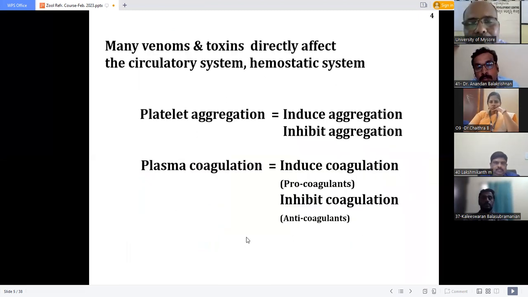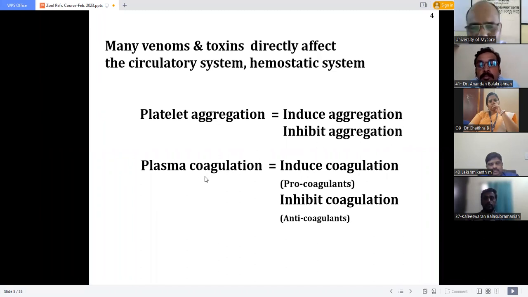So thus many venoms and their toxins directly affect the circulatory systems, particularly the hemostatic system. So as I already mentioned, hemostatic system involves platelet aggregation and plasma coagulation events. If you take platelet aggregation, many of the toxins may induce aggregation. That means there will be formation of the platelet plug, and many of the toxins may inhibit the aggregation of platelets. So platelet plug formation or no platelet aggregation has a strong impact on conditions like hemorrhage.